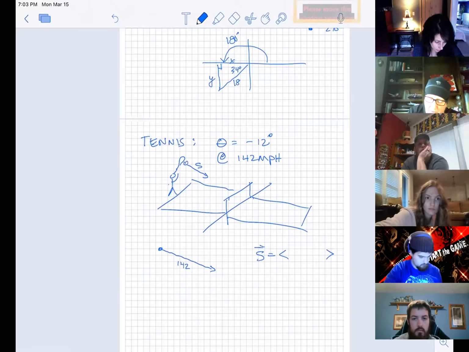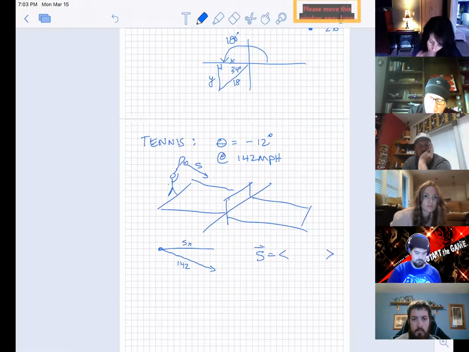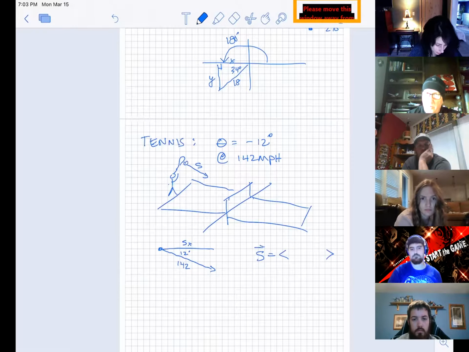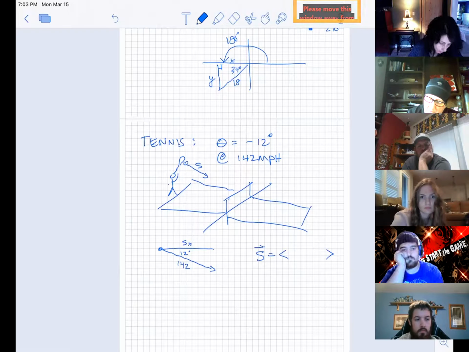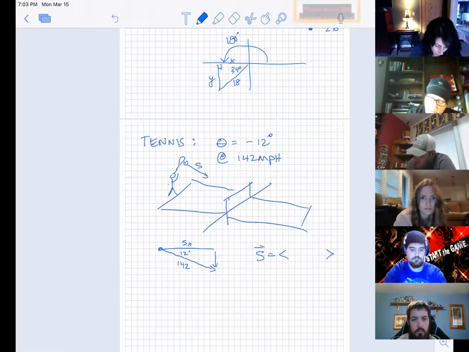Notice from the picture that, if you will, S of X, because this is such a small angle, notice it's down 12 degrees. I didn't even draw the negative 12. I just put 12 there because I went the correct direction for negative. You should get a pretty big X. In other words, close to 142, but smaller. And because 12 degrees is a pretty skinny little angle, you should get a pretty small answer for Y, and it should be negative. So your S of Y.